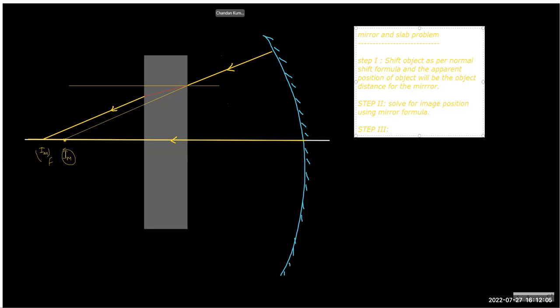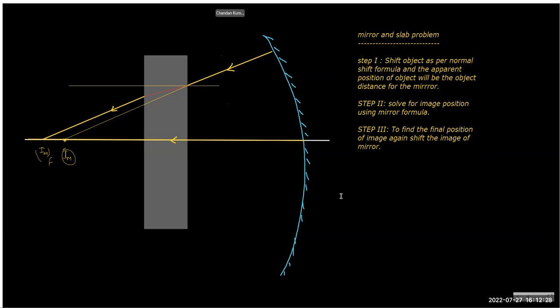And to find the final position of the image, again shift the image of the mirror. So first you need to shift the object to find the object position for the given mirror. Then use the mirror formula, solve the question, and then again shift to get the other answer. This is the three-step process.